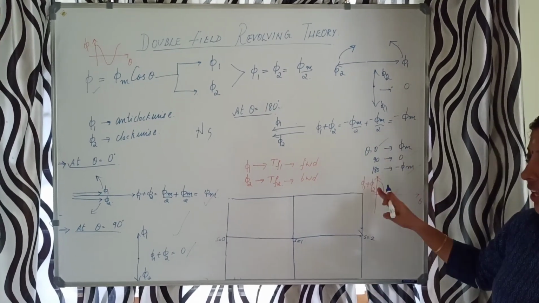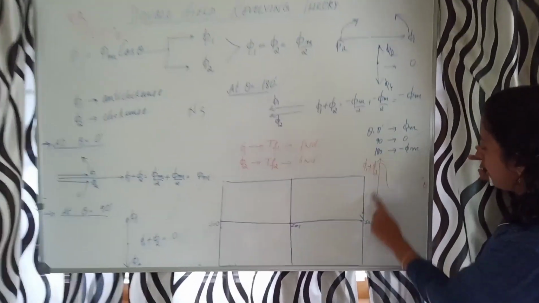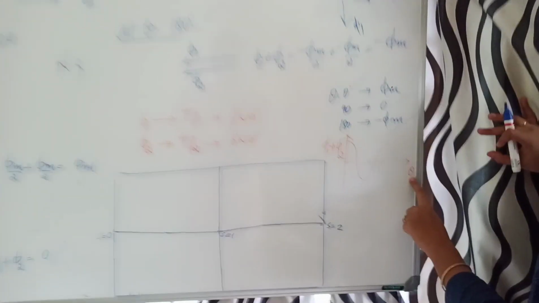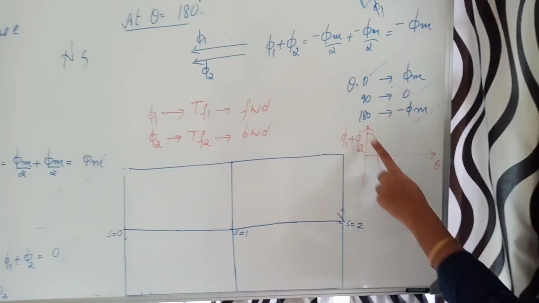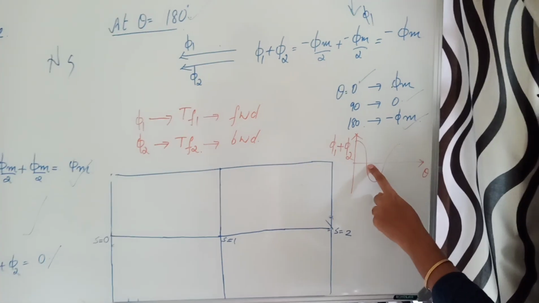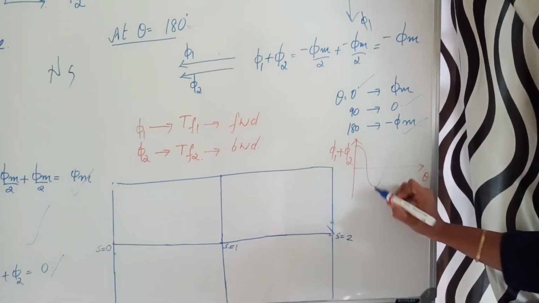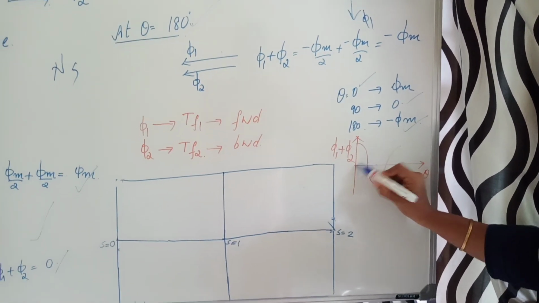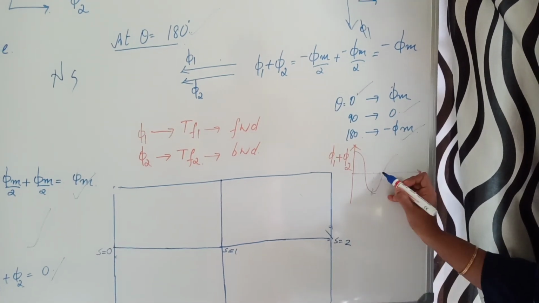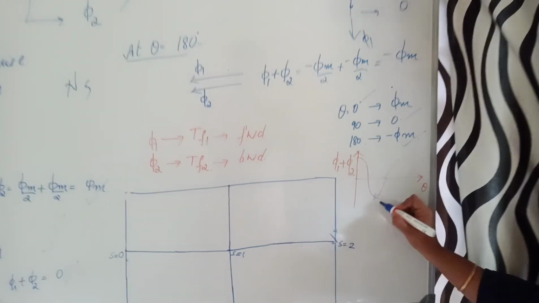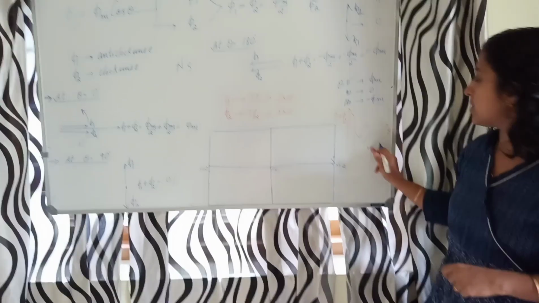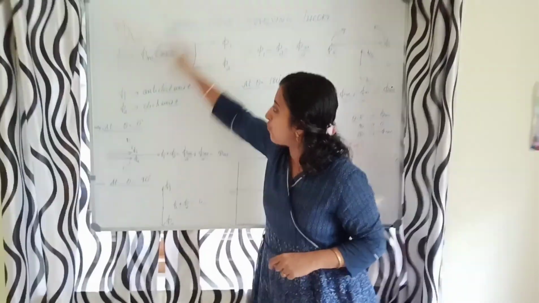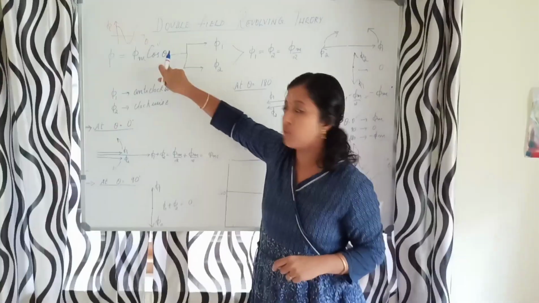If you plot it, with theta on the x-axis, the resultant of phi 1 and phi 2 at the instant 0 gives you phi m, at 90 it gives you 0, at 180 it gives you minus phi m, and again at 270 it gives you 0. What is this wave actually? It is a cosine wave. This is actually the original wave phi, which is given by phi m cos theta.